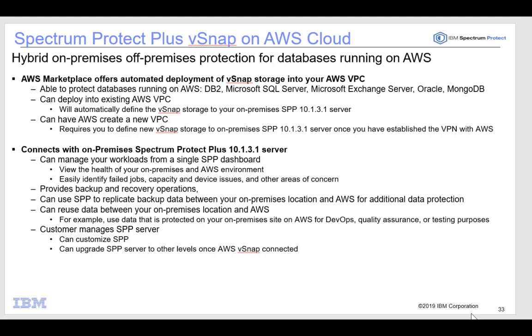I'll be demoing for a Spectrum Protect Plus version 10.1.3 server how to purchase additional vSnap storage from AWS if you don't already have an existing virtual private cloud. I'll show you how in AWS Marketplace you can purchase the storage, how it gets provisioned, the questions you'll be asked about the virtual private cloud, and then once the VPC has been set up, how you can add the storage into Spectrum Protect Plus.